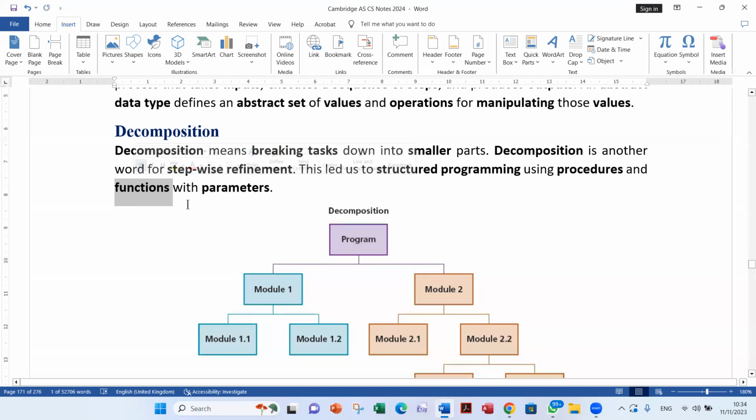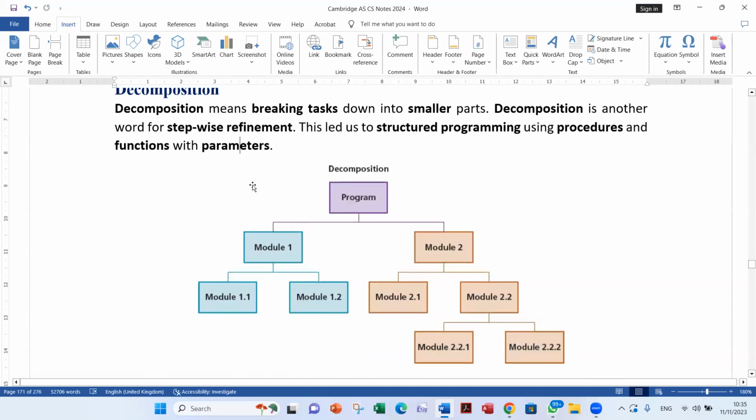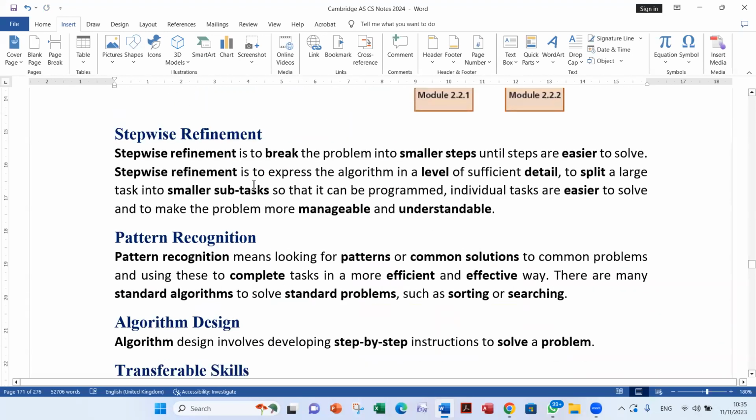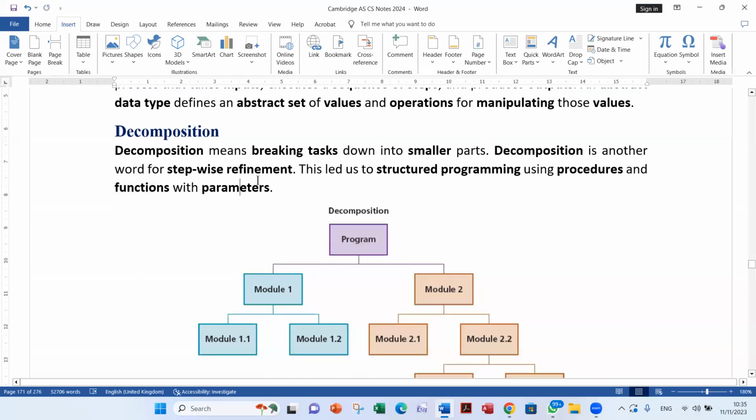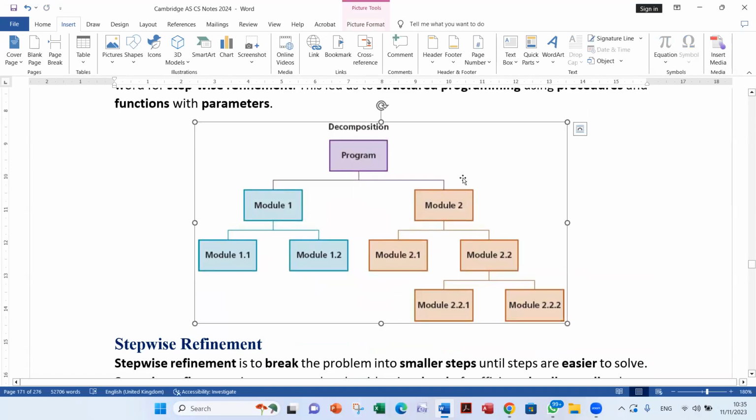Okay, so functions and procedures. We will explain about them right now, today, inshallah. However, they are comfortably explained in the O level. So, this is what is meant by decomposition. Stepwise refinement is the same as decomposition. So, it's the same diagram.